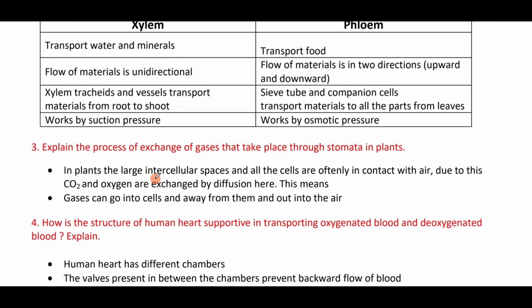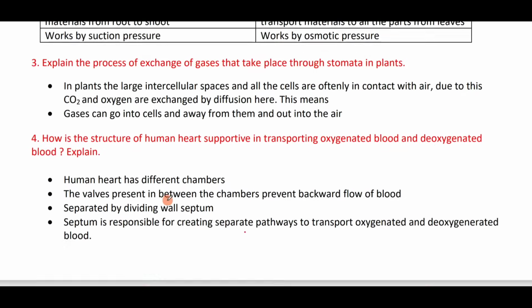In plants, there are large intercellular spaces and all the cells are often in contact there. Due to this, carbon dioxide and oxygen are exchanged by diffusion here. This means gases can go into the cells and away from them and out into the air.